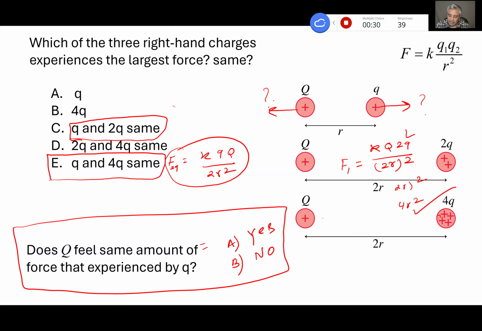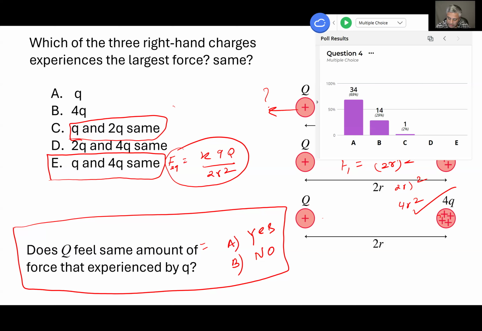And 5 more seconds. 5, 4, 3, 2, 1, and it stops. So let's see what we got here. So mostly A, that is correct answer.